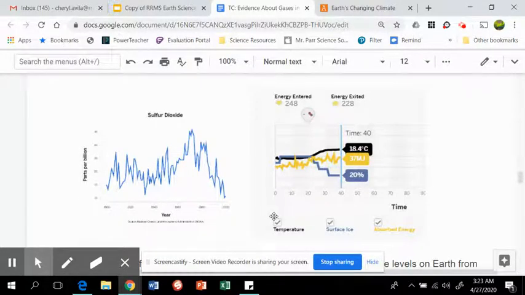When we look at information from the sim, we see that the temperature, actually it doesn't tell us what we did here, but this is when we decreased the sulfur dioxide, we saw that the temperature increased. The amount of absorbed energy had a slight increase. They're slight increases, but increases. And the surface ice actually decreased.